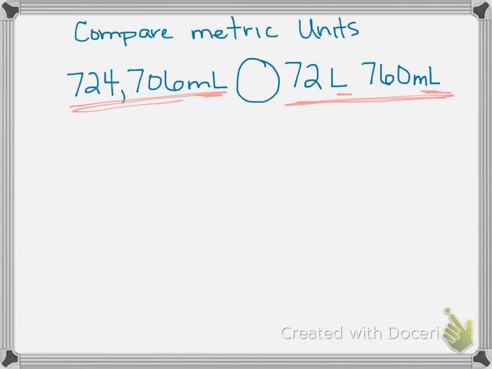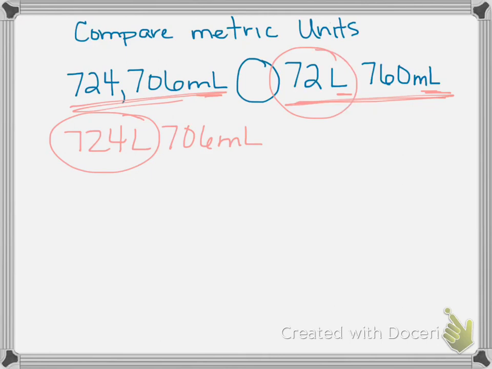Okay, so if you were to convert this to liters and milliliters, you would have 724 liters, 706 milliliters. Okay, and we can compare our liters right away. 724 is greater than 72.